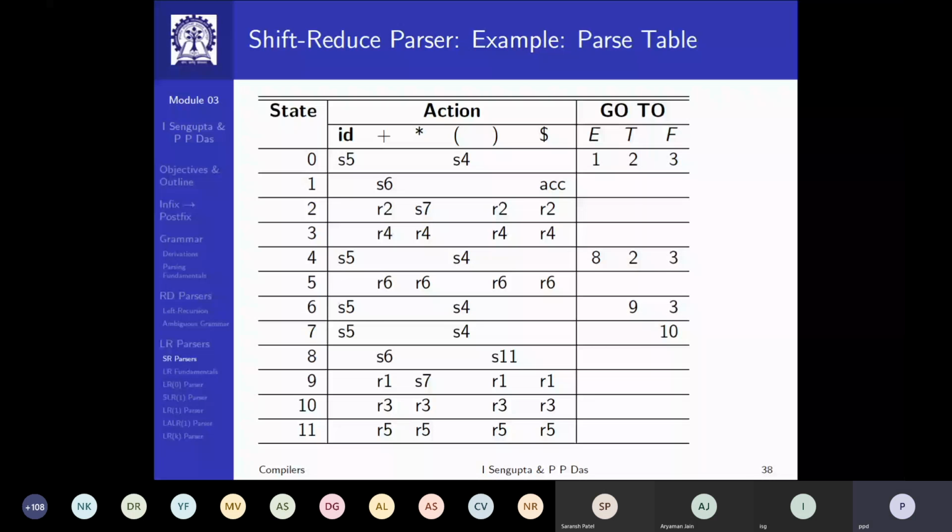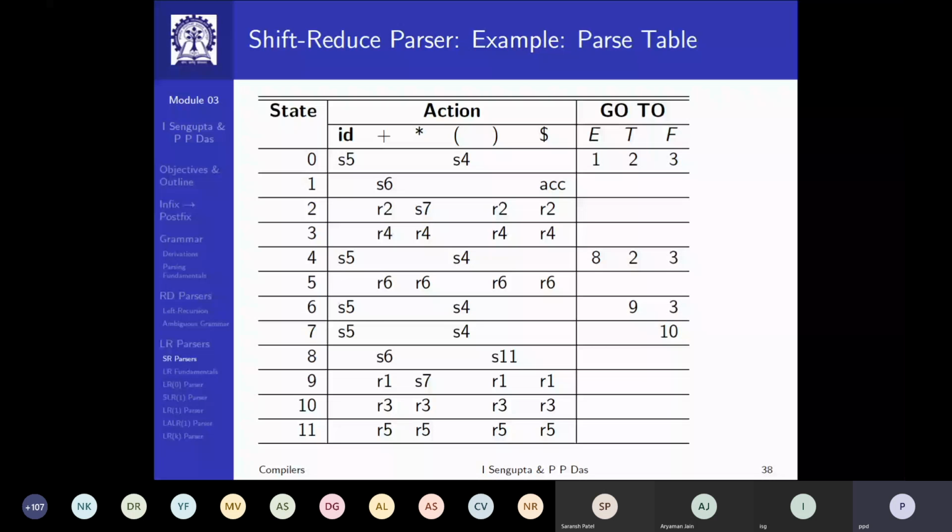So we have the shift action, we have the reduce action. These are the two types of actions in the table. The third is accept. Accept is an action which happens when you reach a state and an input where you say that the PDA has accepted.